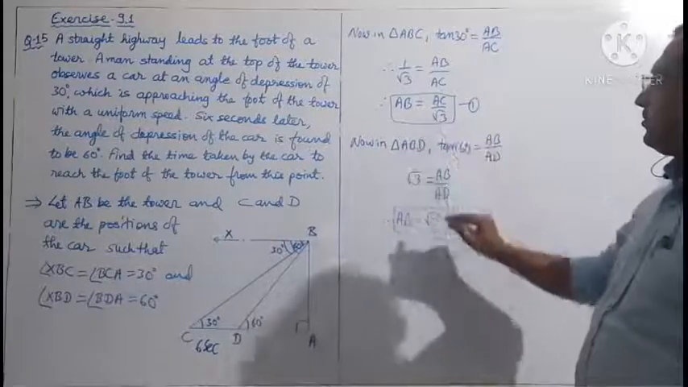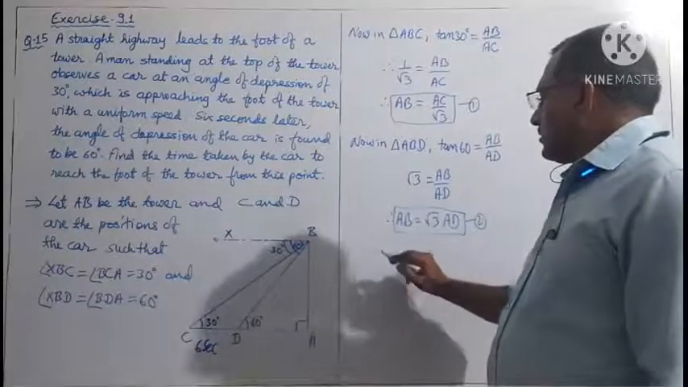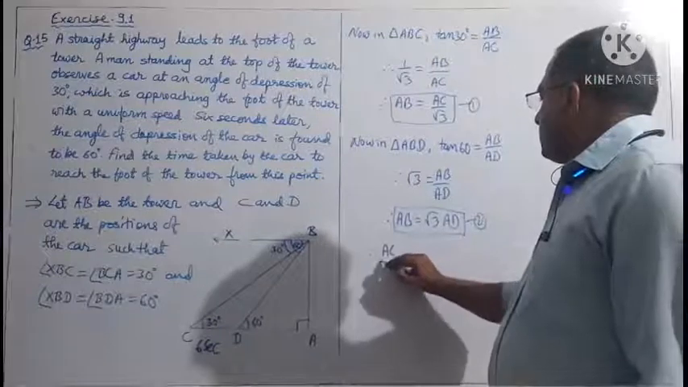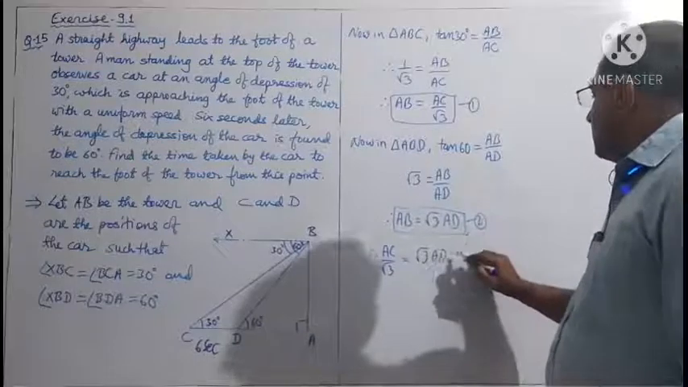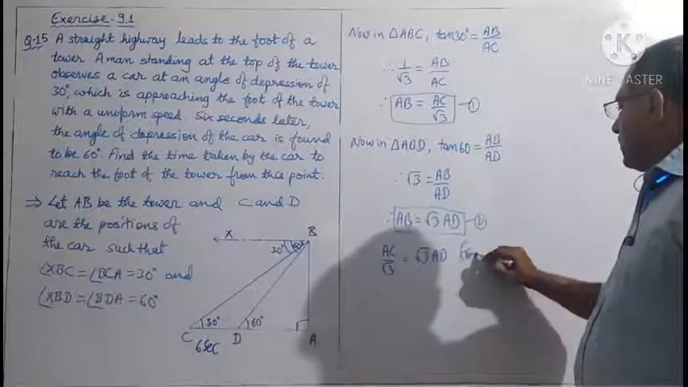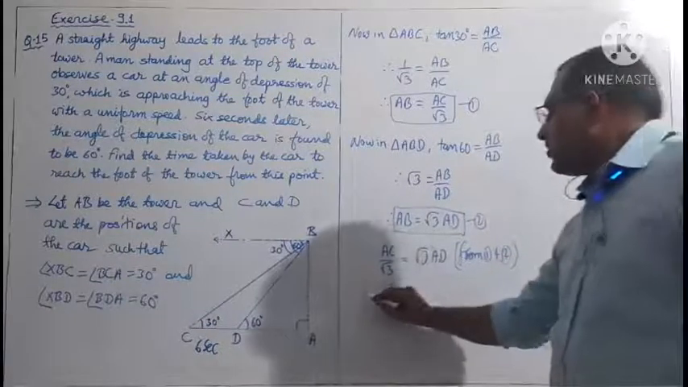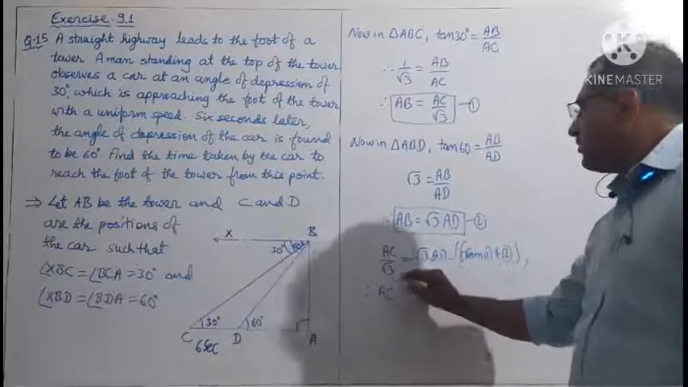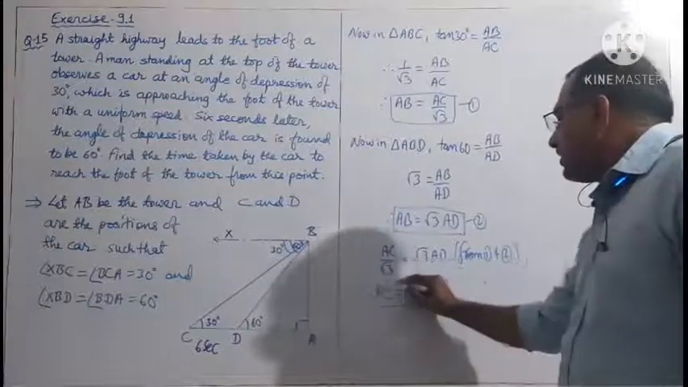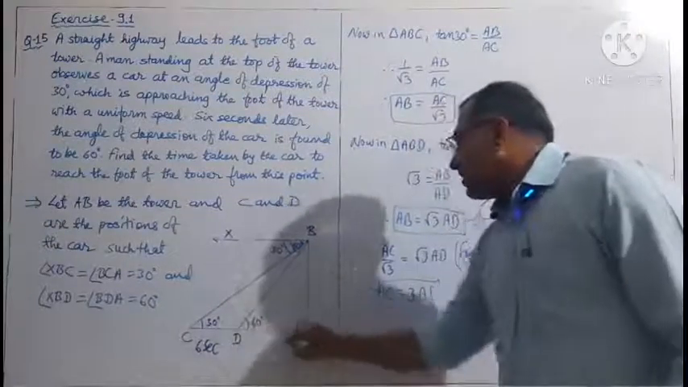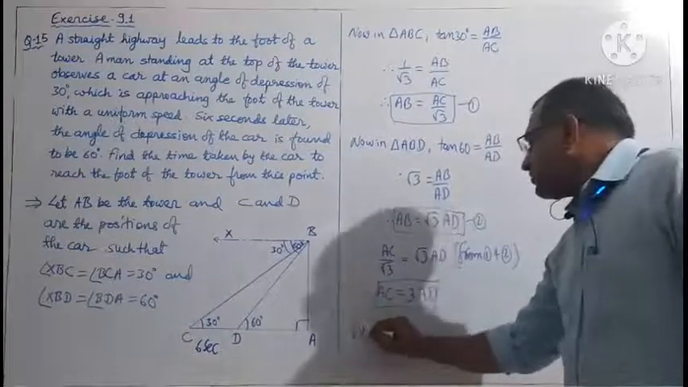So from result number 1 and 2, you will get AC upon root 3 is equal to root 3 times AD. Therefore AC is equal to root 3 into root 3, that is 3 times AD. So this is the relation we got, AC in terms of AD, and here we want to go for the distance covered, AD only.